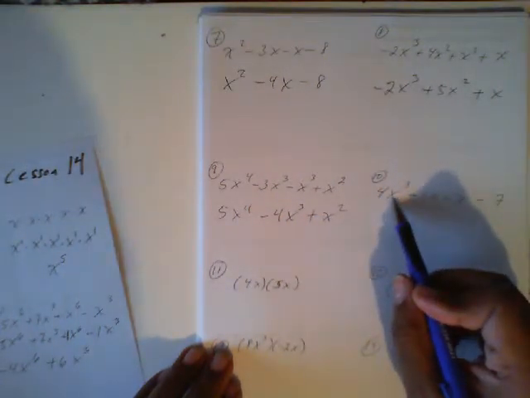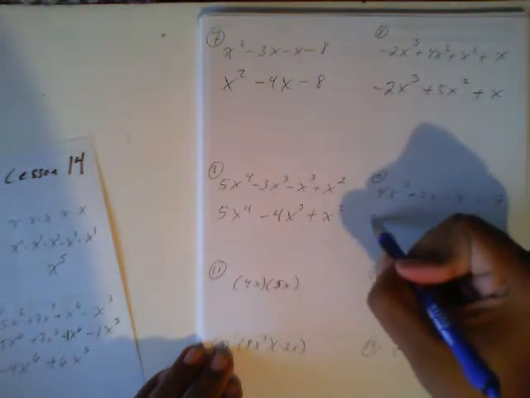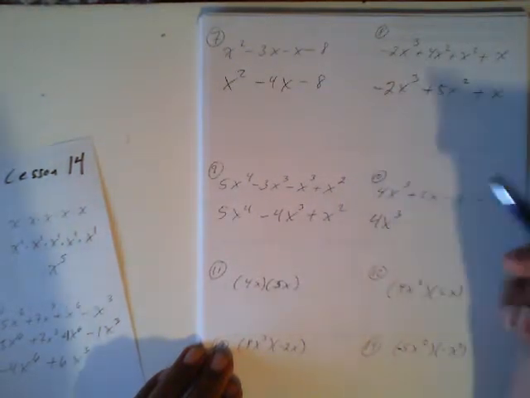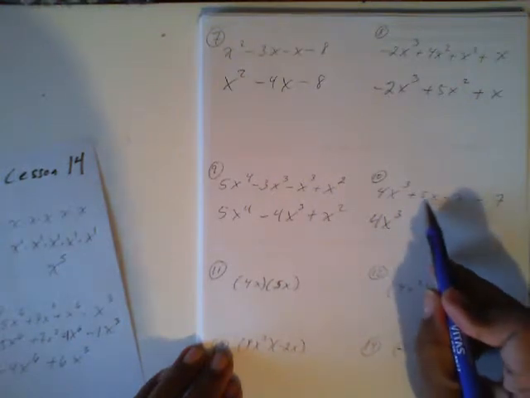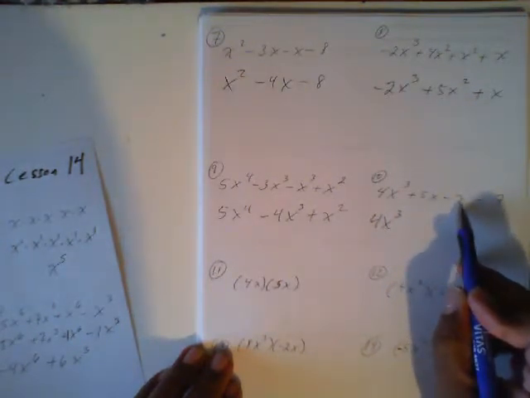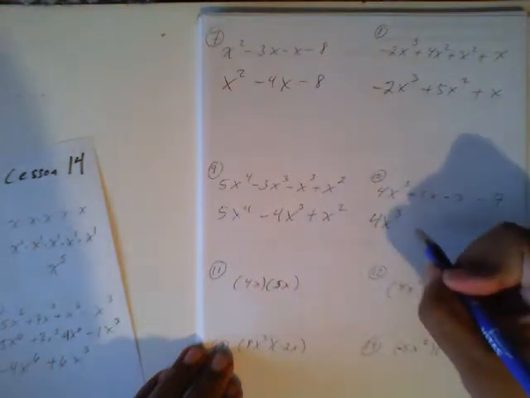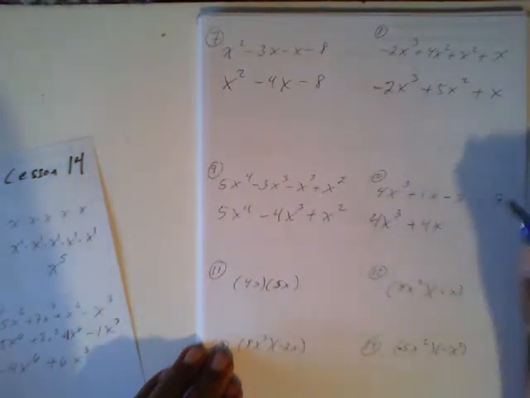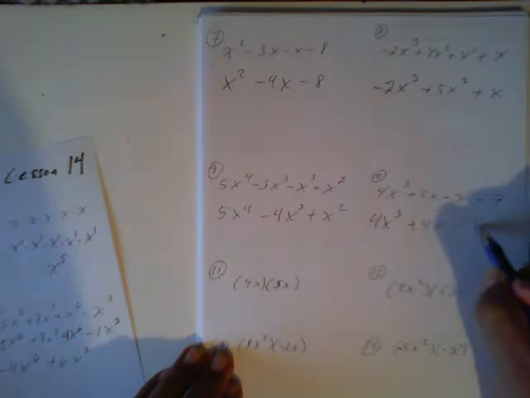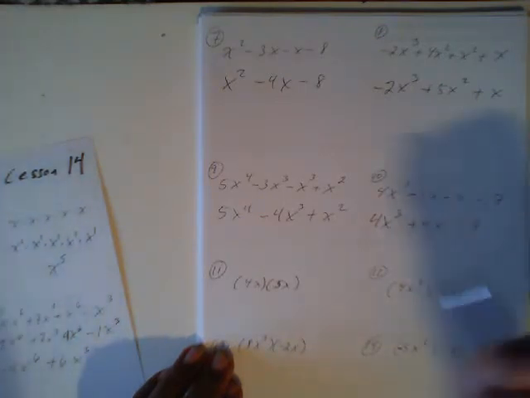There are no other x cubed terms here, so we'll write this as 4x cubed. We have two x terms, a 5x and a negative 1x term. These two can be combined and become a positive 4x. The negative 7 constant term comes down.